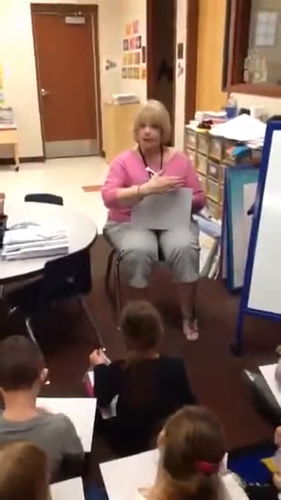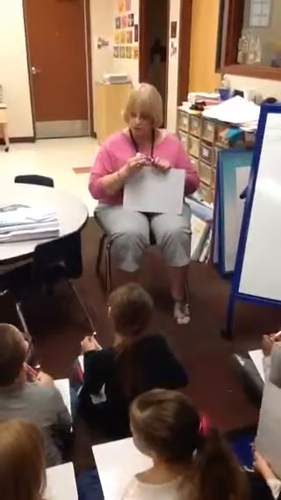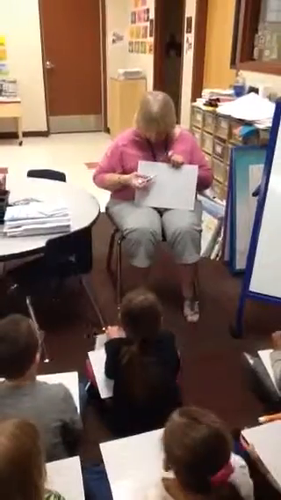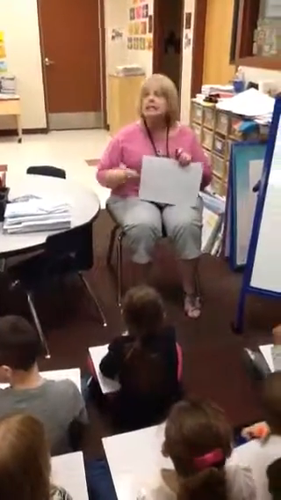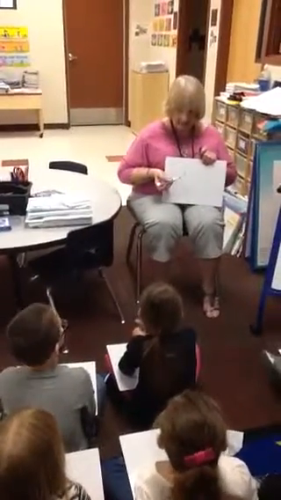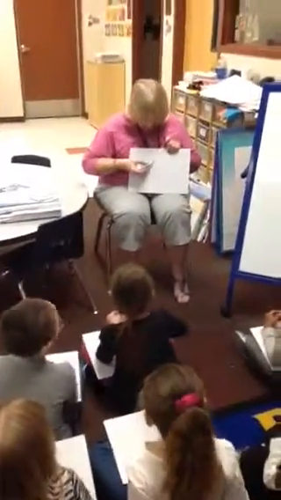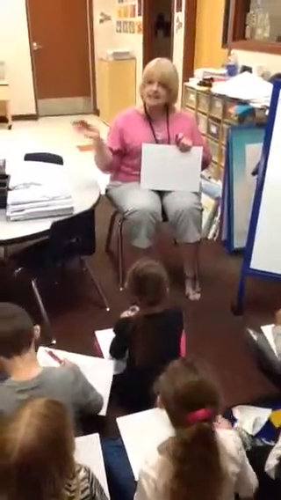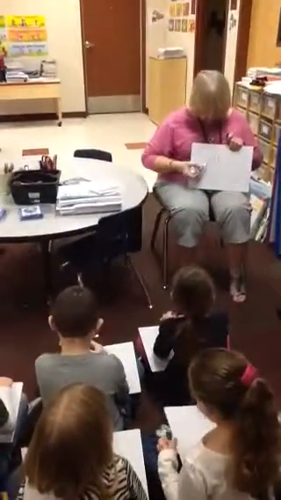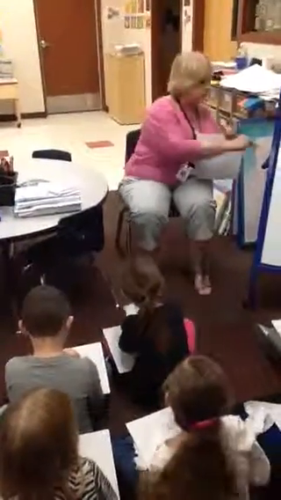Sit. How many sounds? 3. So we're going to write 3 letters. Eyes up here. What's the first sound we hear in sit? S. It. He makes an eh, but I want it. Ah, good. It. T. All right, and then we're going to do the whole word. Sit.